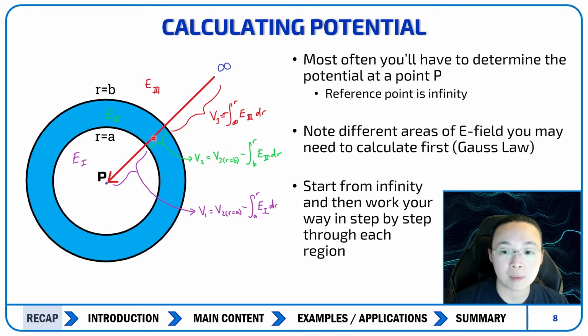All I'm going to do is say I'm going to take V2 at r equals a, and then add it to the potential from a to some point r over here. So V1 is going to be equal to V2 at r equals a minus the integral from a to r of E1 dr. And of course, if you want the potential at P, you would just go straight to 0. So hopefully that explains and gives you a good overview of how to approach calculating potential from infinity to a point, especially if you have different regions of different electric fields.